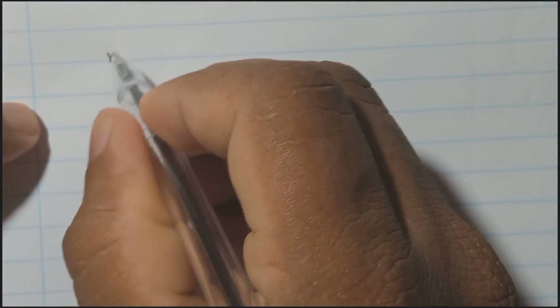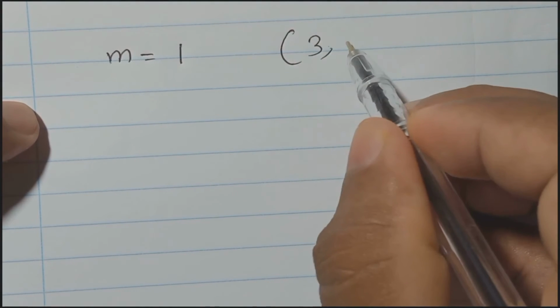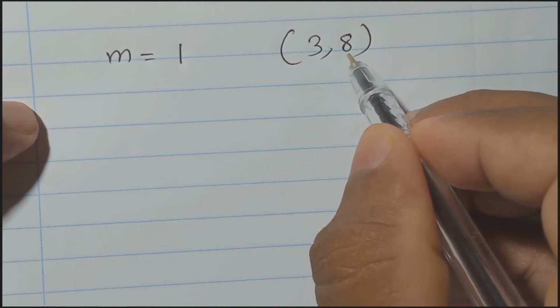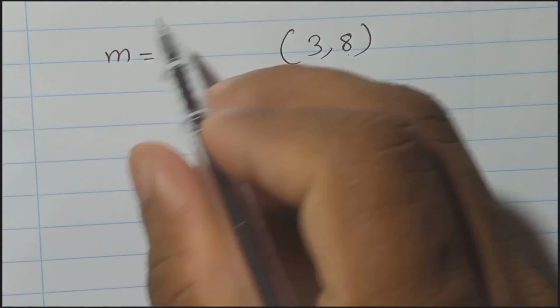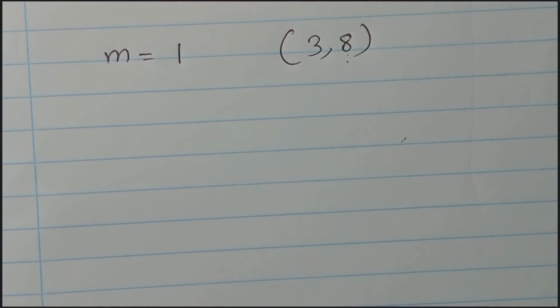Okay, now think they give a gradient and one point coordinate. For example, the gradient is 1, and the point coordinate is (3, 8). That means the x value is 3 and the y value is 8. They give the gradient and also one point coordinate. Now they ask for the equation. So how to do this?